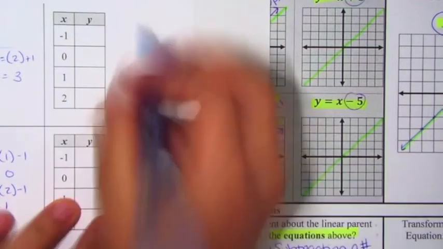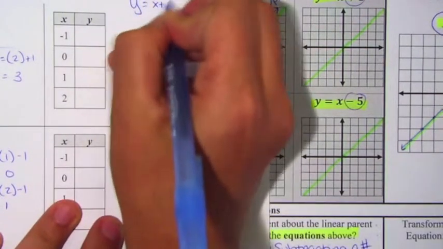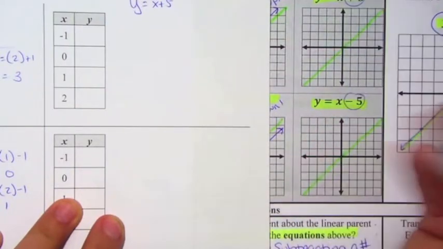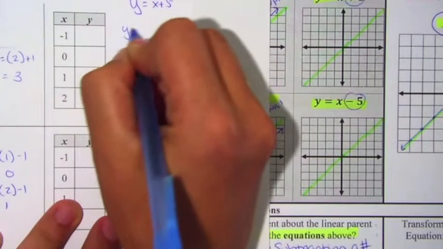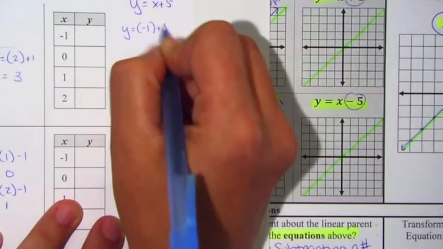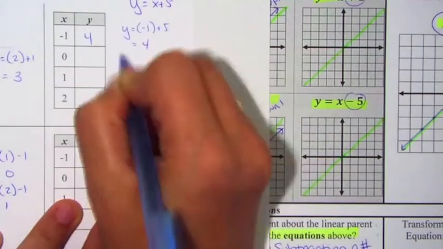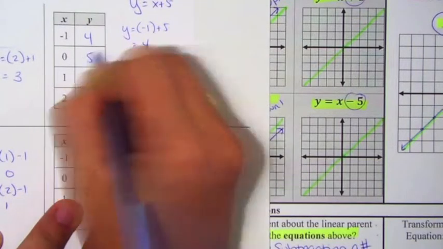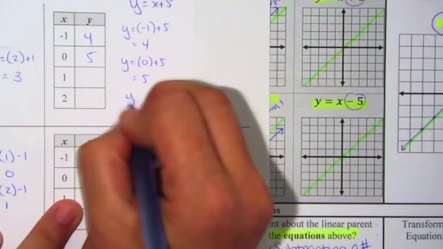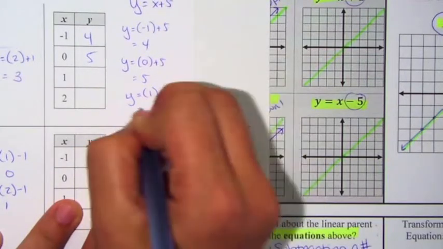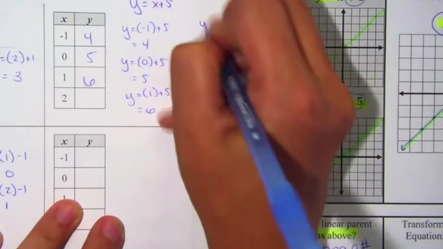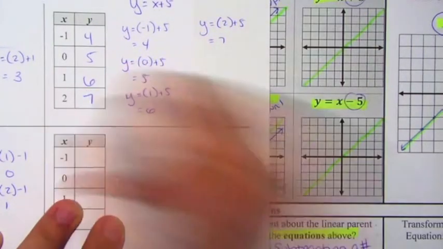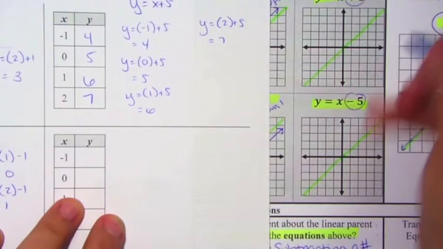All right, so y equals x plus 5. I'm going to make a conjecture that this is going to move this graph up 5 units. Quickly, let's substitute in. That's 4. That's 5. That's 6. And that's 7. Okay, so let's graph it.